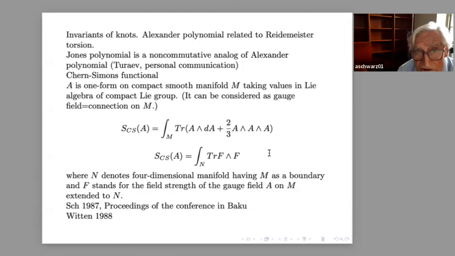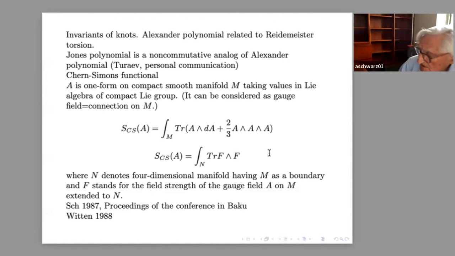But Jones invented a non-commutative analog of the Alexander polynomial. And so Turaev asked me, can the Alexander polynomial be explained from the viewpoint of physics? And so maybe the Jones polynomial can be explained. And I really came to the conjecture that yes, there is a theory called Chern-Simons theory, with the action functional written here, which is now very, very well known. This is non-commutative; it can be defined for any compact Lie group.